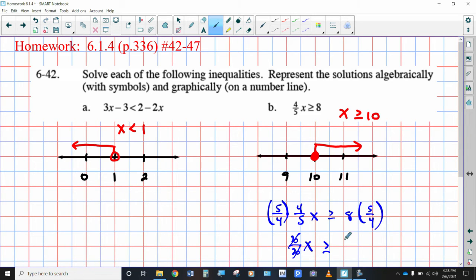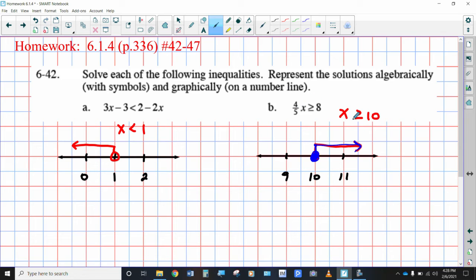So 8 times 5 is 40. And remember, that's a numerator times numerator. Denominator times denominator is a 4. So 40 divided by 4 is 10. So we think 10 is going to be the solution. So we're going to write x is greater than or equal to 10. So now, every number that's greater than 10 goes to the right. Our boundary number was the number 10, and we know, because it's greater than or equal to 10, we'll shade that in.